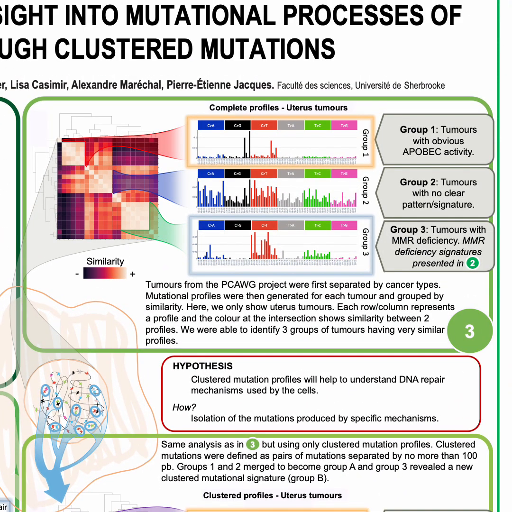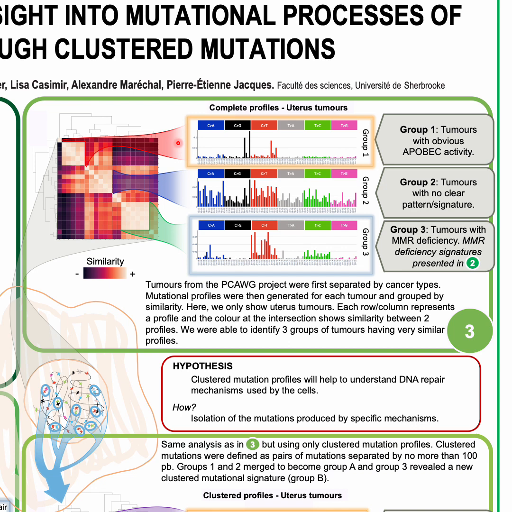Here, we took profiles from the Pan-Cancer Analysis of Whole Genomes project and separated them by tissue type. In this case, we only show results from uterus tumors. With this heat map, we tried to find groups of tumors with similar profiles and see which signatures were present. Each lightly colored group in the heat map showed tumors with highly similar profiles. So here we have group 1, group 2, and group 3.